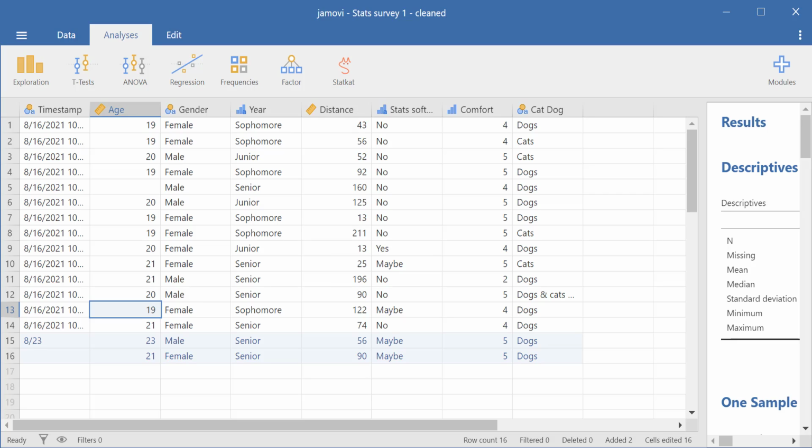Hi class, I wanted to talk to you today about how to run an ANOVA in Jamovi.